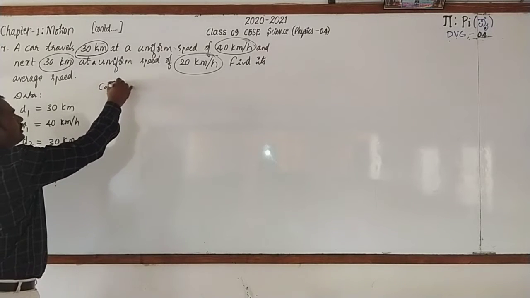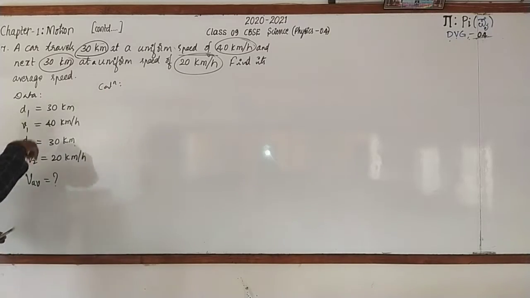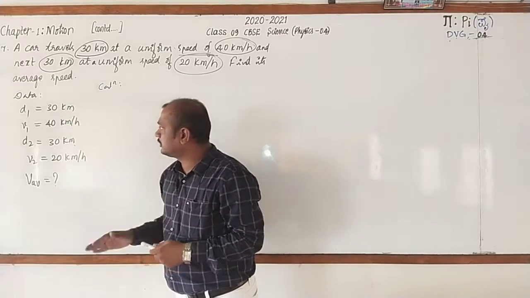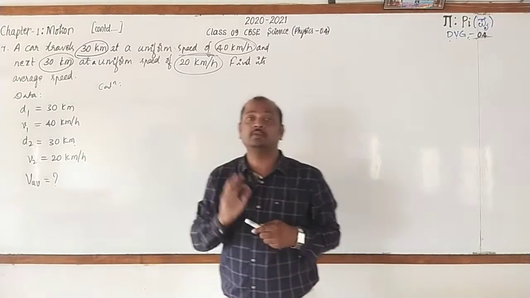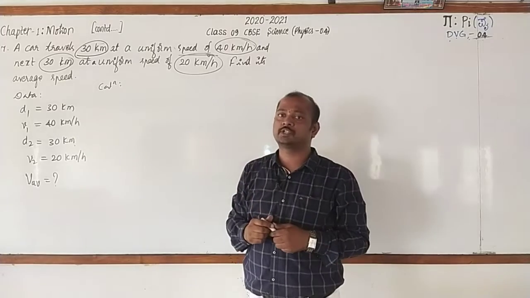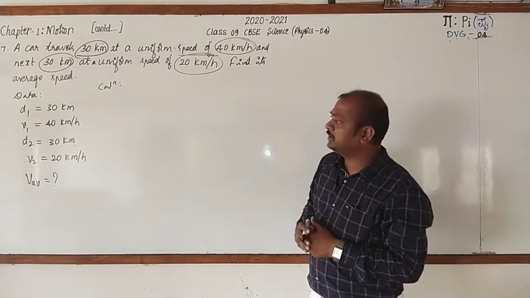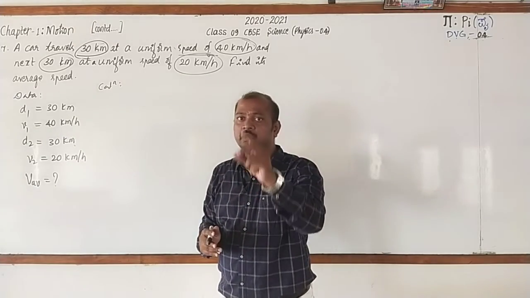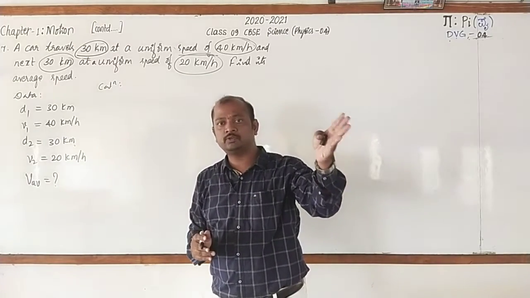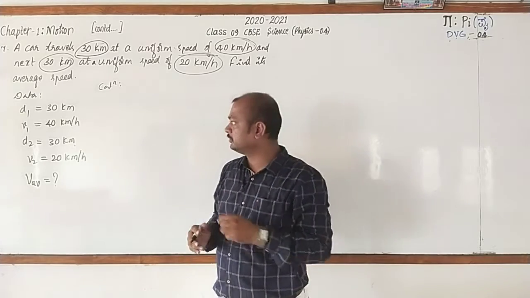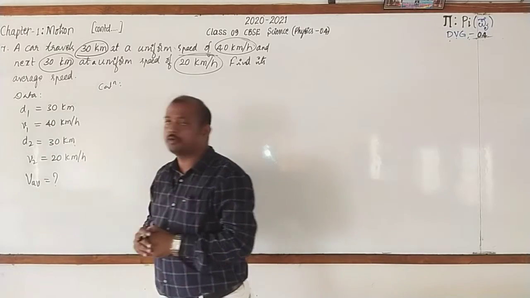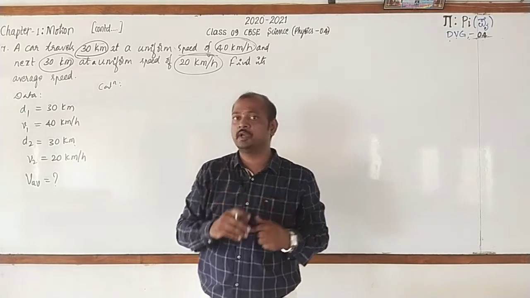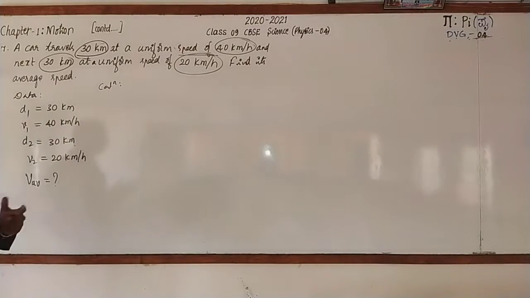Let us go for calculation. Observe here, all the terms are in standard units. Hence, no need for any conversion. To find the average speed, we have a formula: VAV equals D1 plus D2 divided by T1 plus T2. Here D1 and D2 are known. What about T1 and T2? They are unknown. So first we have to find T1 and T2. I hope that you have understood.